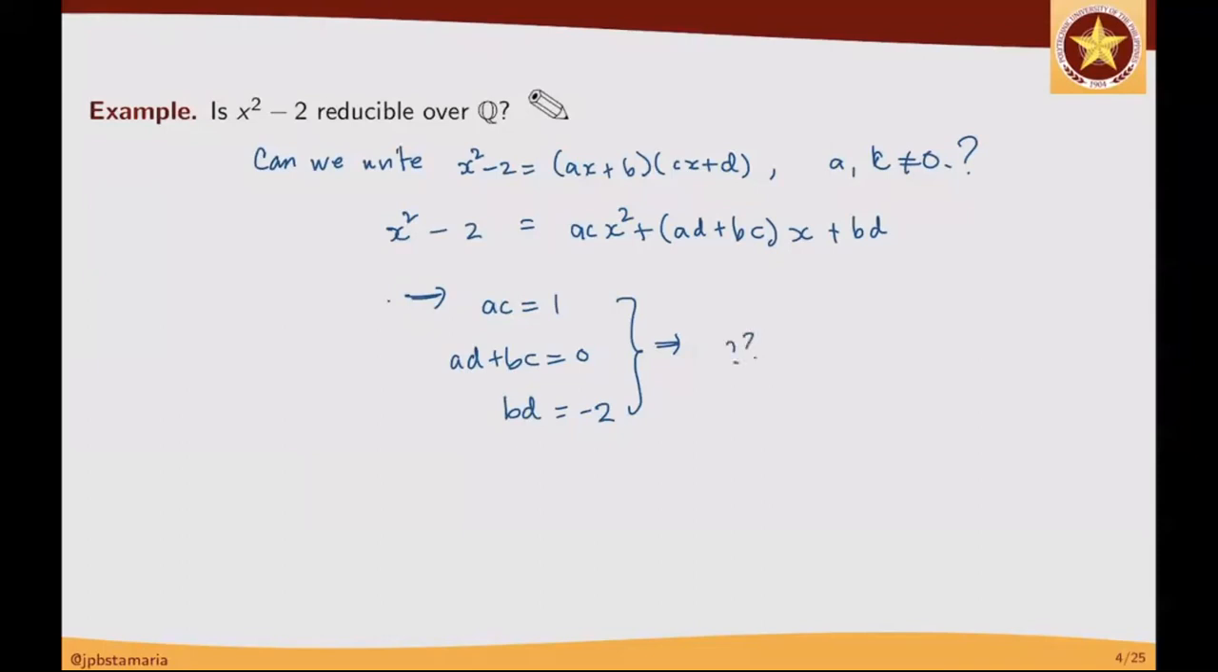Hindi ko rin alam. Pero alam natin kasi by intuition, yung x squared minus 2, hindi yan ang factor into linear factors. Tama. Kasi the way to factor this really is by doing the following. Kaya hindi nga lang kasi mga rational numbers yun. Pero you have to show that a contradiction will emerge kapag nangyari ito. Paano kaya ang contradiction dito? I'm also looking at that. Pag sabay-sabay naging true ito, bakit may contradiction? Well, let's see.